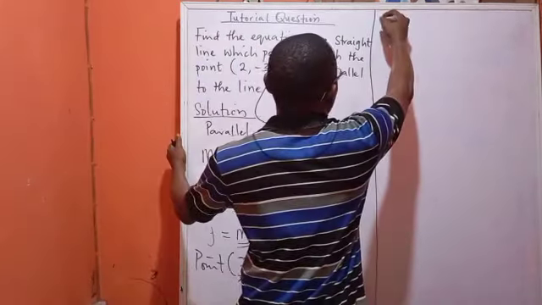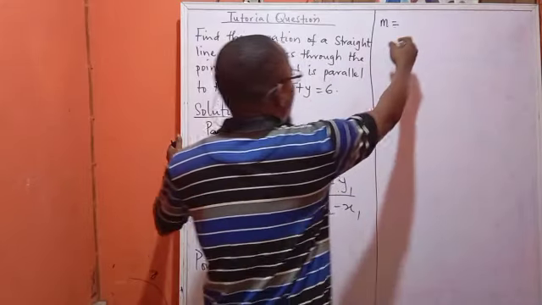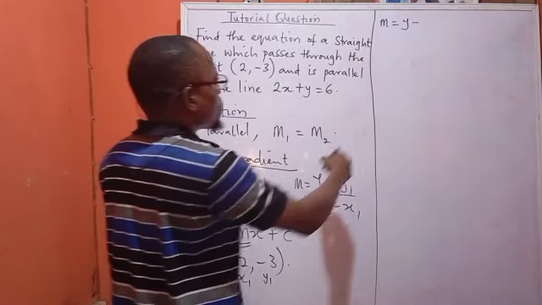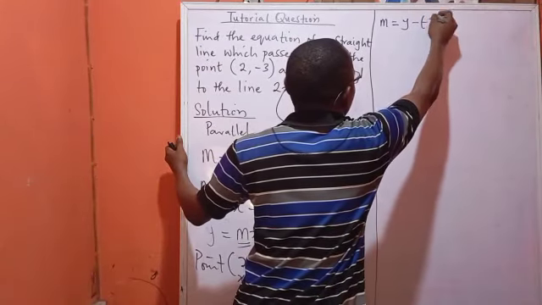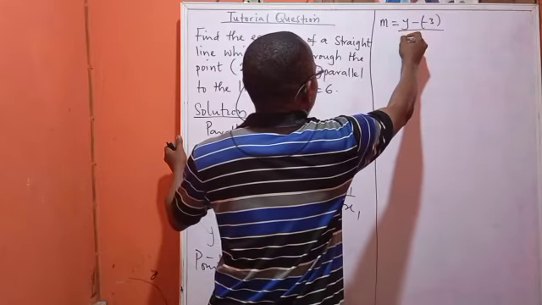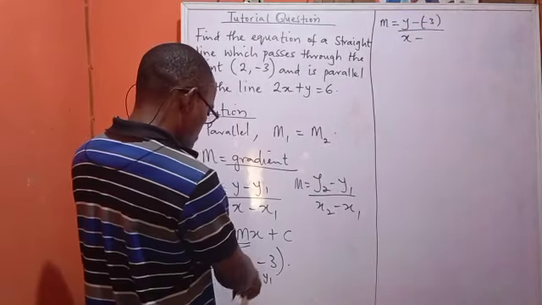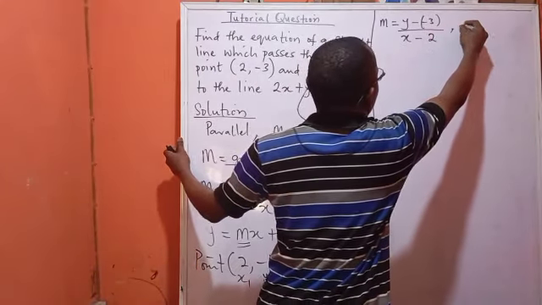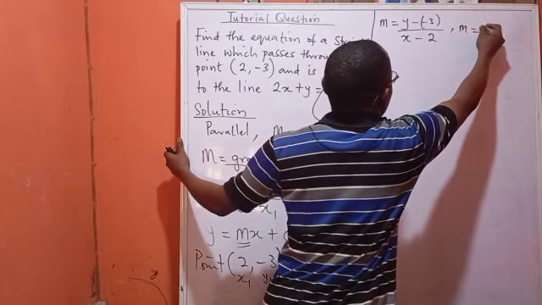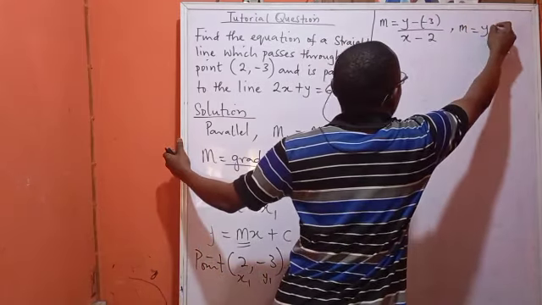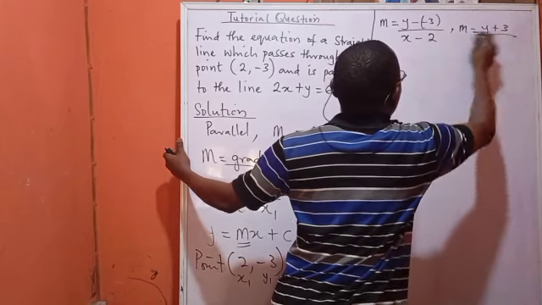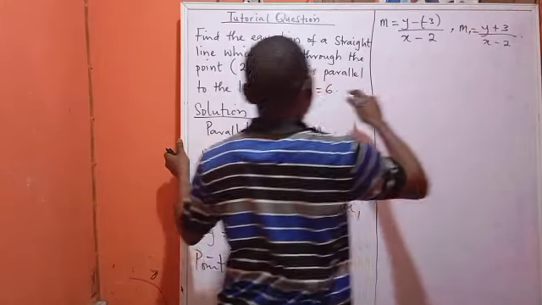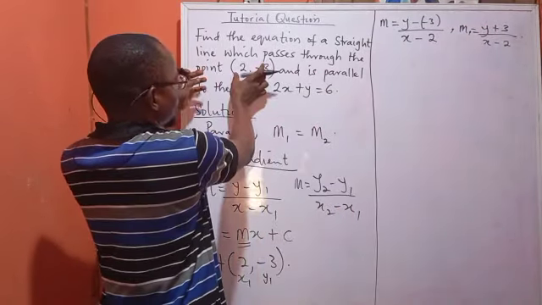So m equals y minus, what's our y1? Our y1 is minus 3. So I get y minus minus 3, all over x minus, what's our x1, which is 2. From here, our m equals y, minus times minus is plus, so y plus 3 over x minus 2. So this is our m1, because we are looking at two things here now. This is our m1.